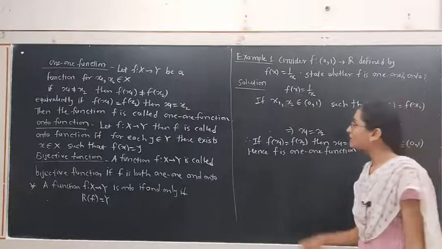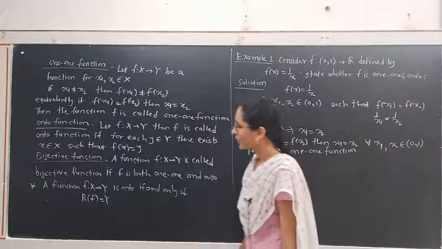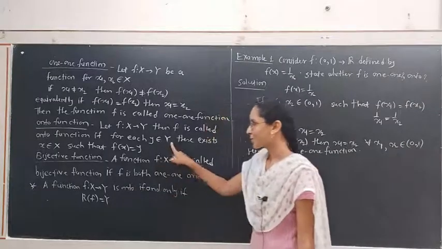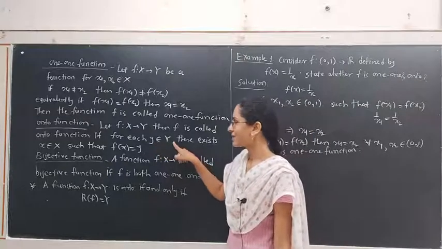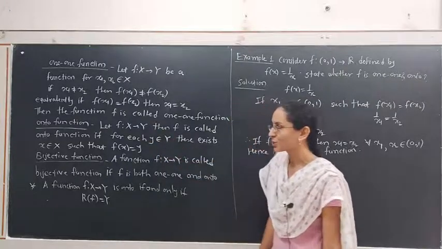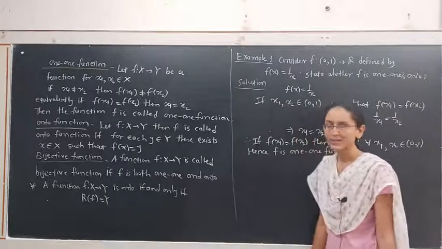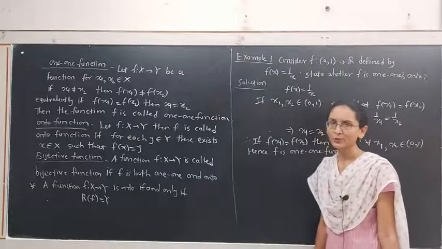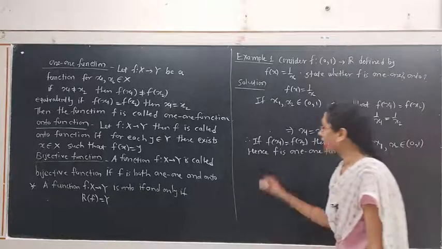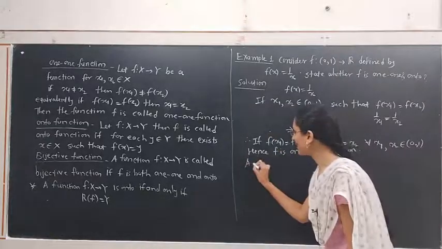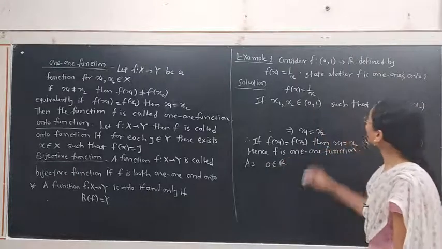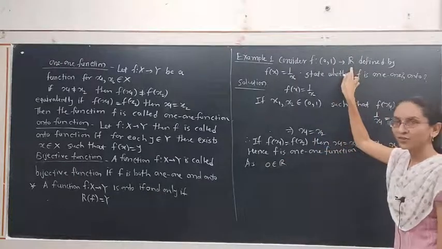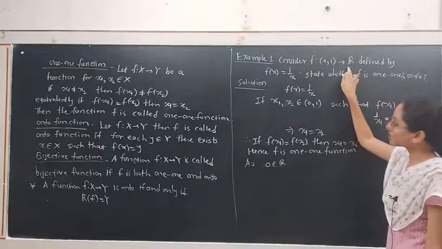Is it onto? See, what is the definition of onto? For each y belongs to Y, there exists x belongs to domain set, which is capital X, such that f of x is equal to y. 0 belongs to set of real numbers. What is the codomain of f? Set of real numbers. 0 belongs to this set.